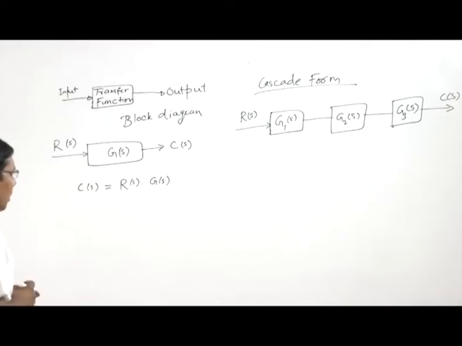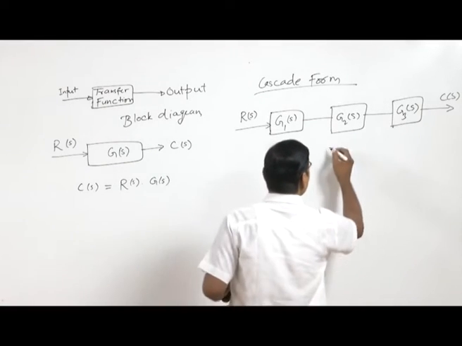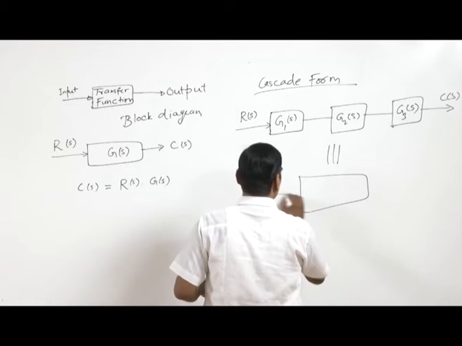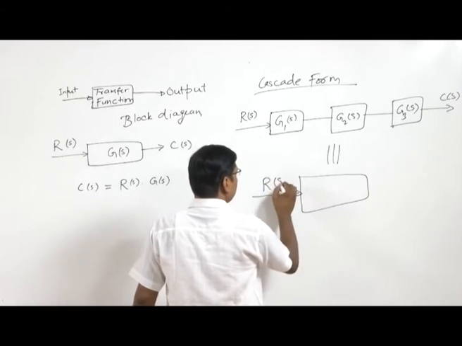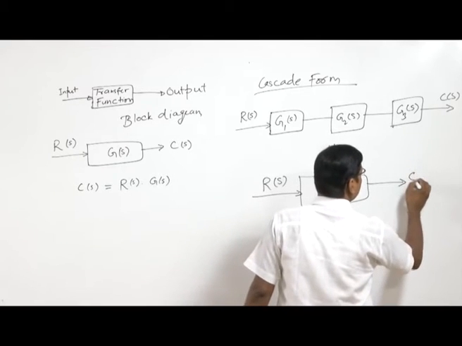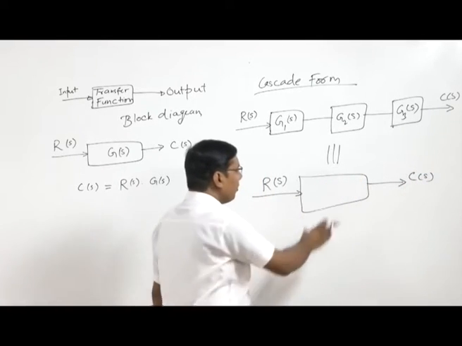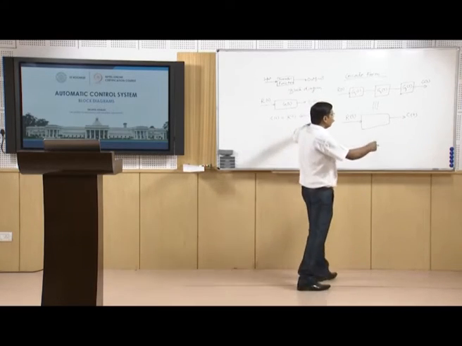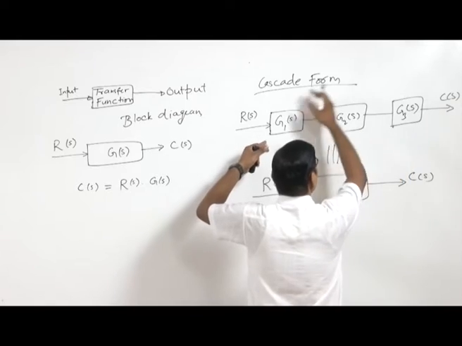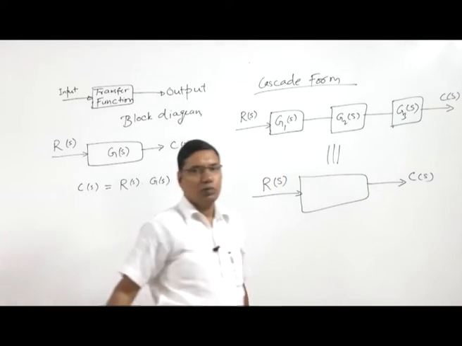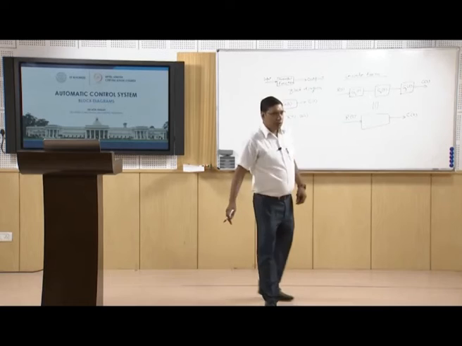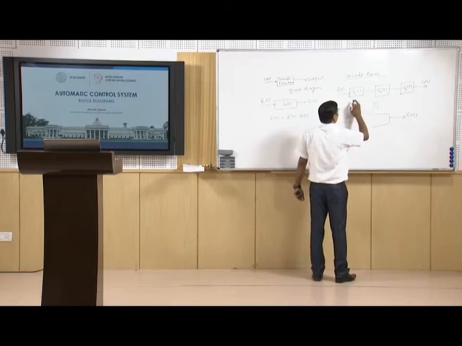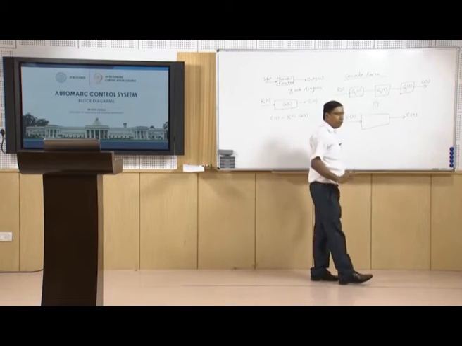C(s), because we want to represent this system as one block, that is R(s) and C(s). So what will be the equivalent transfer function, so that we can replace these 3 blocks by 1 block? We can reduce these blocks to a single block. Now, how will we know?